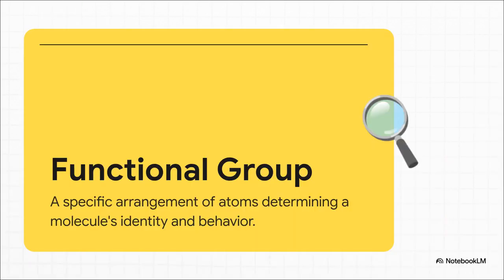So here's the crucial thing. A functional group basically acts as an invisible molecular tag. It's a very specific arrangement of atoms that dictates how a substance behaves in the real world. It completely determines how a molecule is named, how it reacts, how soluble it is in water, and even how high its boiling point will be.